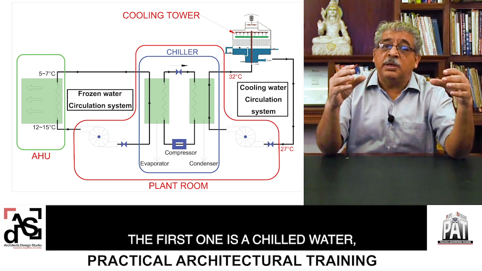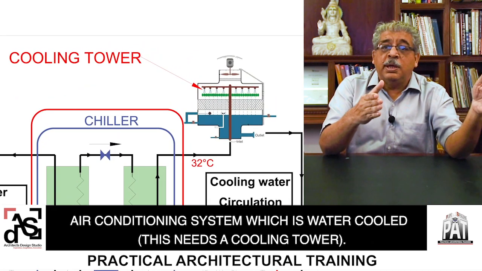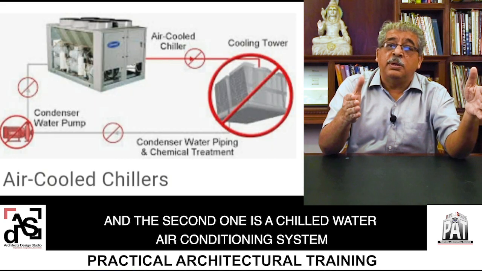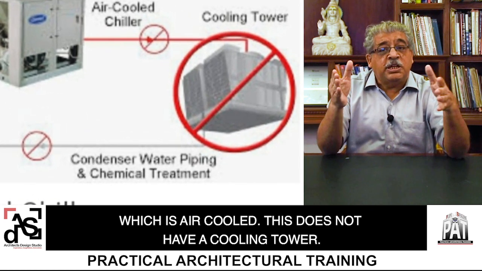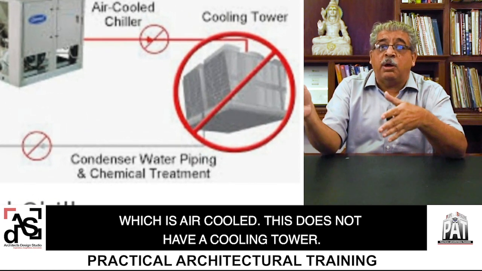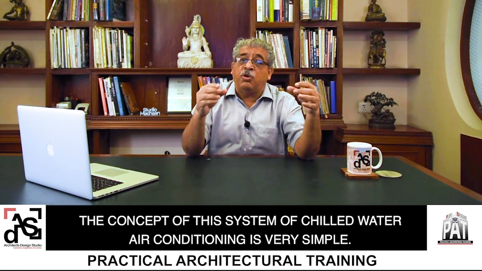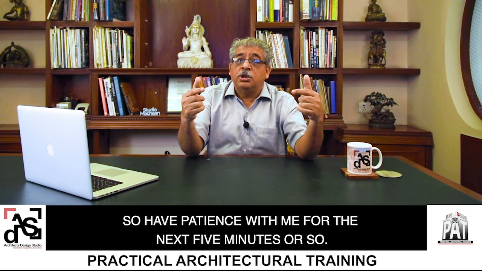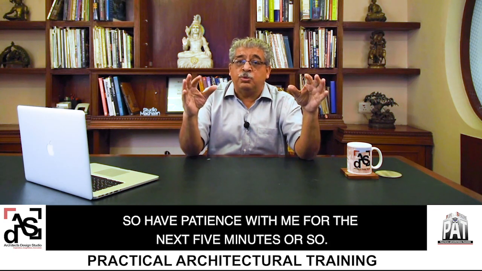The first one is a chilled water air conditioning system which is water cooled, and this needs a cooling tower. And the second one is a chilled water air conditioning system which is air cooled. This does not need a cooling tower. The concept of this system of chilled water air conditioning is very simple, but the procedure to explain this is long. So have patience with me for the next 5 minutes or so.